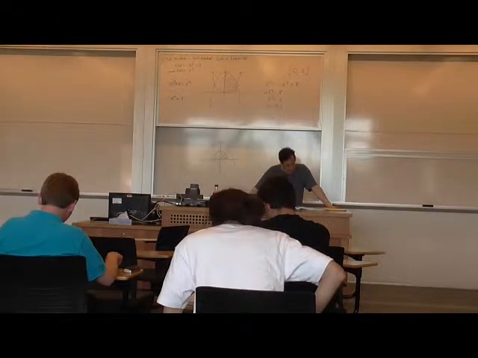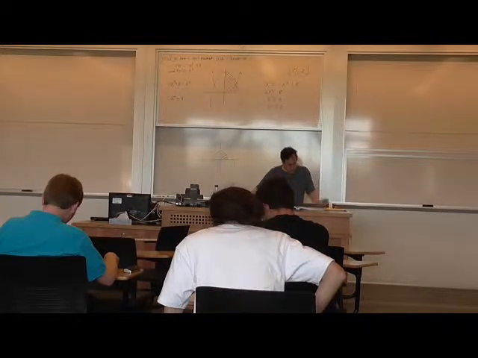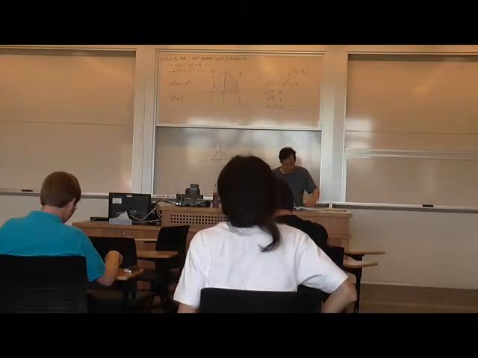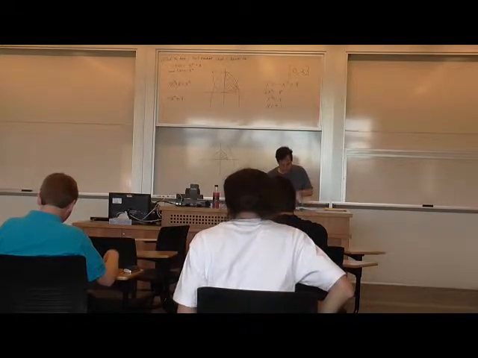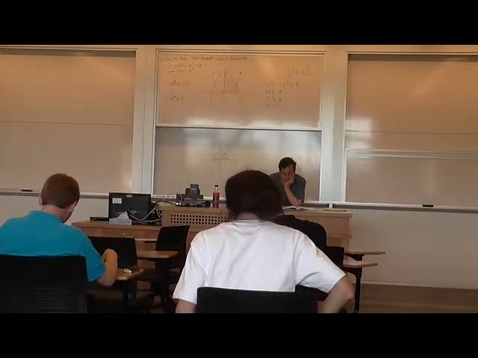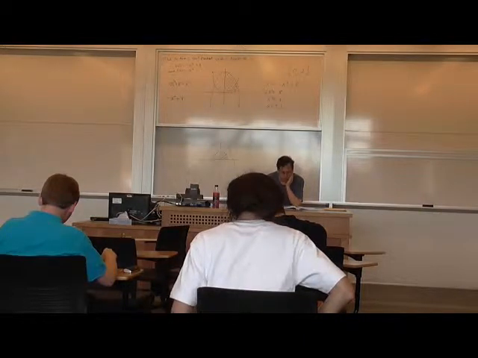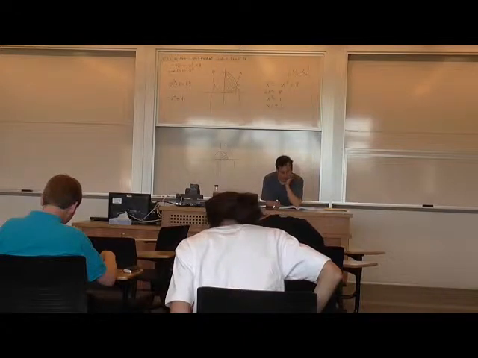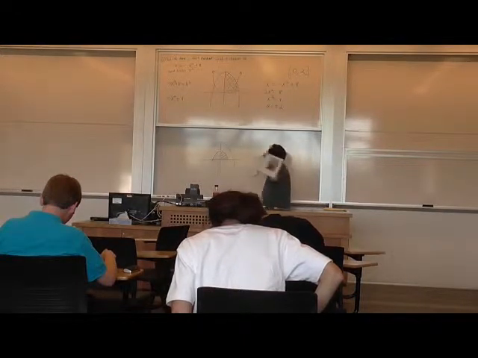So 22a says use definition 2. Definition 2: the area, A, of a region that lies under the graph of a continuous function is the limit of the sum of the areas of the approximating rectangles.